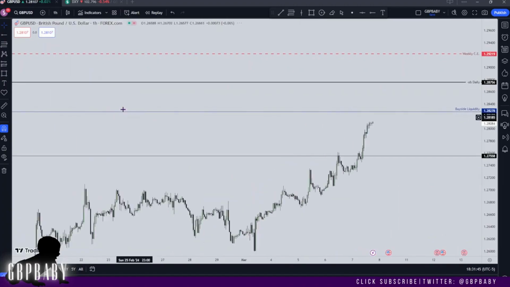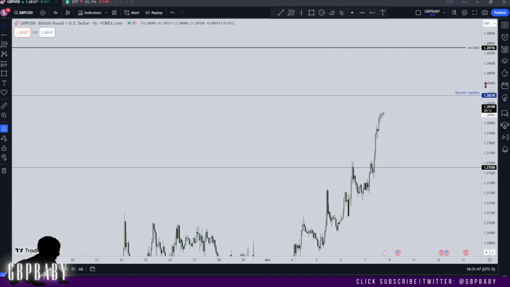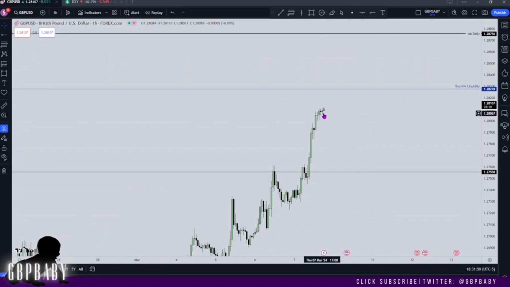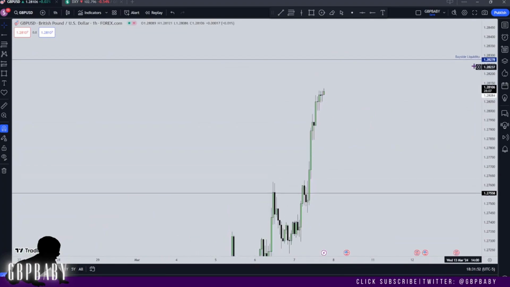Let's go to the 1 hour. Price has been continuously making its way up. Remember, the buy side liquidity is up here. So again, since we're at the end of the day now, price will likely retrace, but I wouldn't be surprised if we saw a classic setup on London just to push us through that buy side liquidity before we see any kind of pullback.